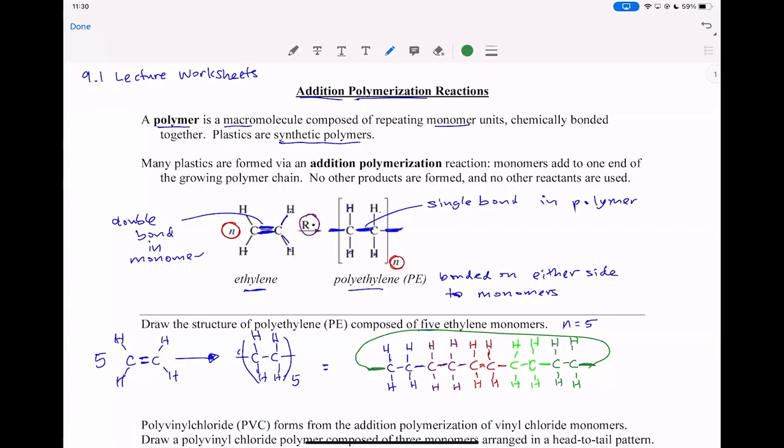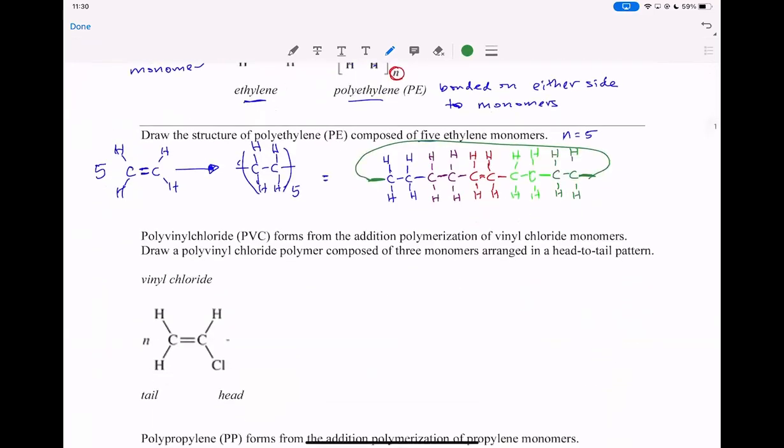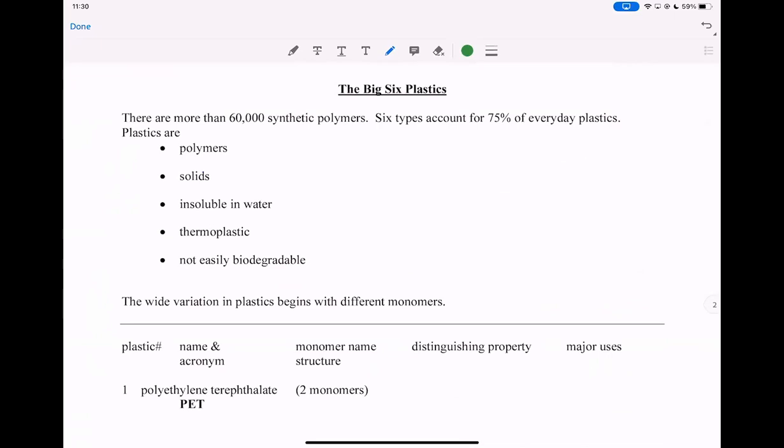for synthetic polymers, which is just called the addition polymerization reaction. So we started this worksheet and we're going to continue the addition polymerization worksheet, but I actually want to jump down to the next worksheet and identify those big 6 plastics and write down the information from that last video.